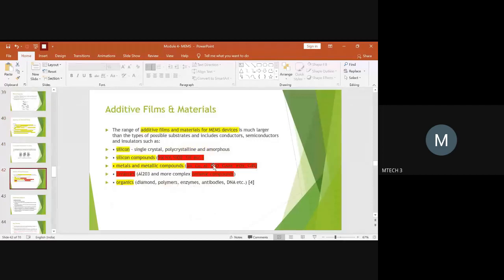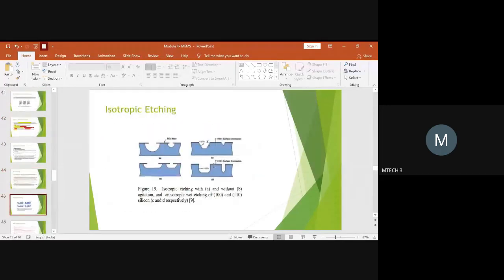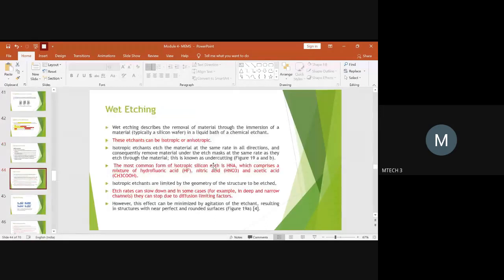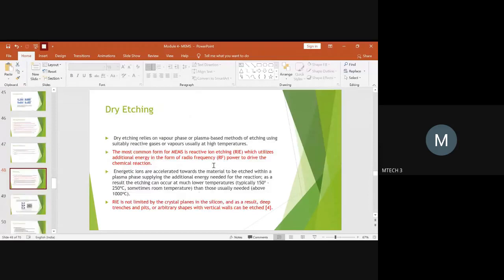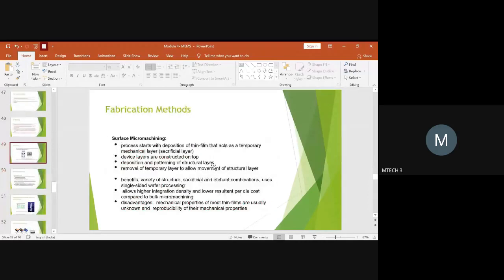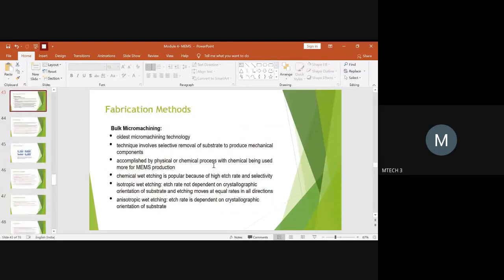So now, for fabrication methods, you have different techniques. I told you that to fabricate, we go with wet etching and dry etching, right? So this also you have to think about. How do you proceed for this wet etching and dry etching?